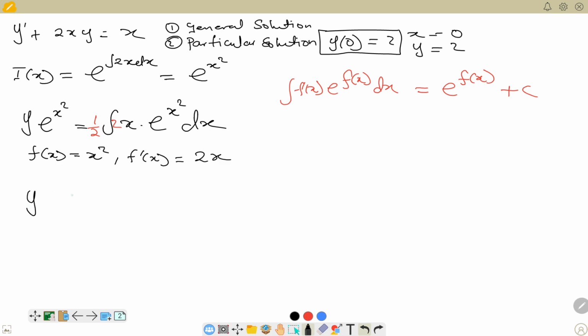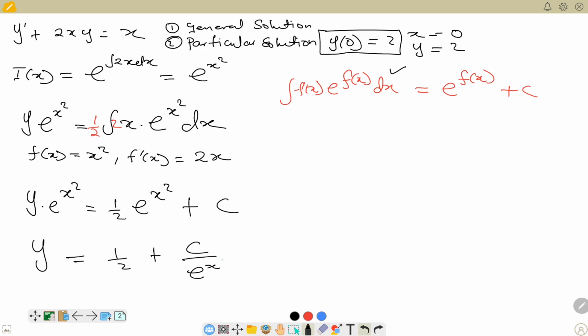So we'll have y times e to the power x squared is equal to half. Then we will integrate using this formula, which is simply going to be e to the power x squared plus c. And then we can solve for y. We'll find that it is actually 1 over 2 plus c over e to the power x squared. So that is the general solution of this problem.